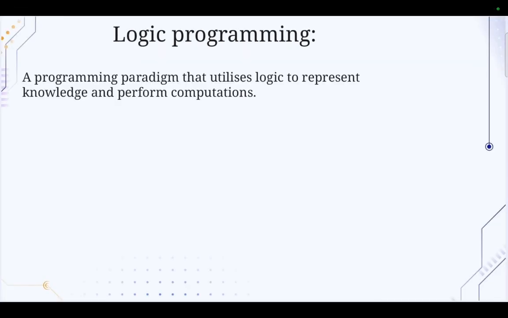Lastly, we have logic programming. Instead of writing step by step instructions, you define facts and rules and let the computer figure out how to apply the logic. Prolog is an example of logic programming language. Logic programming is mainly used in artificial intelligence, which is the most emerging field in 2025.